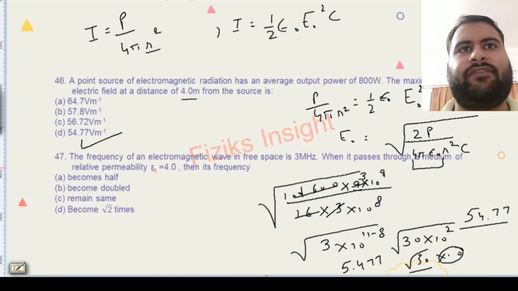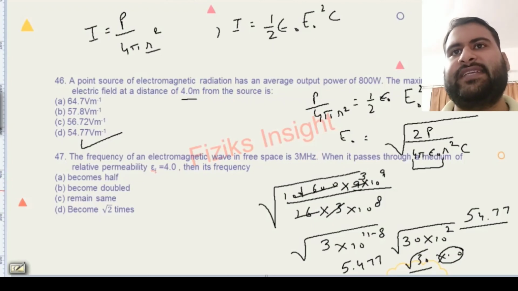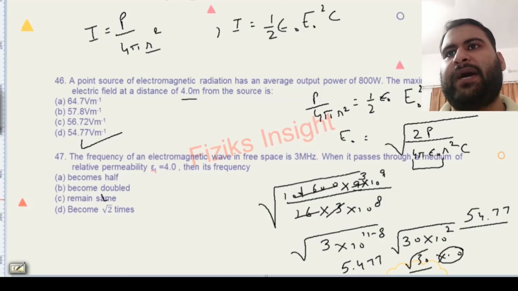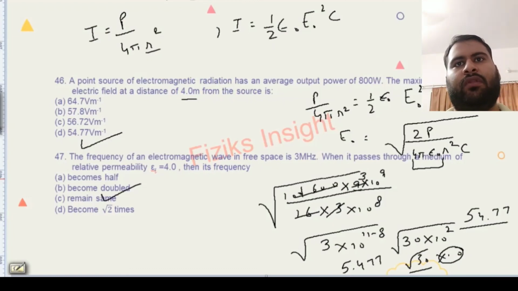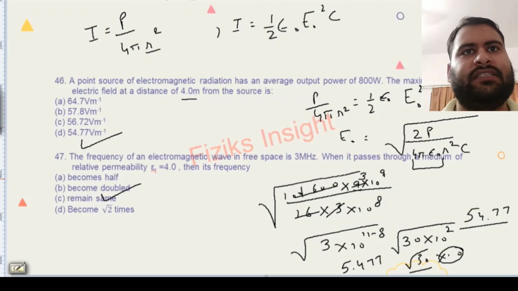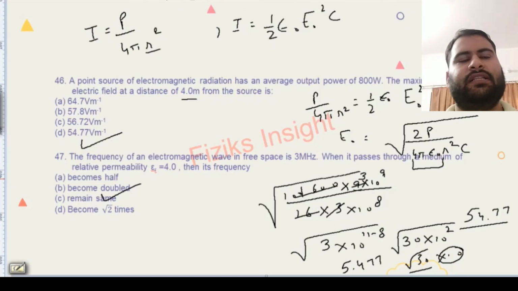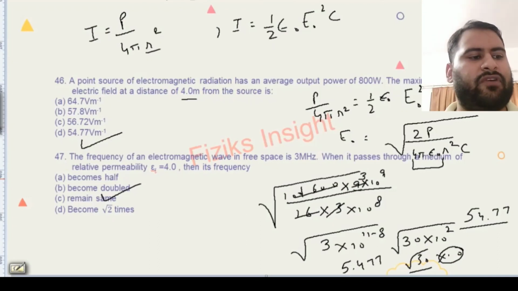Now see, in the 47th question, the frequency of an electromagnetic wave in a free space is 3 megahertz. When it passes through a medium of relative permittivity epsilon r is equal to 4, then its frequency will be. Now see, frequency is the property of wave. Wherever the wave goes, the frequency doesn't change. So the correct answer is remain same, that is the C option. The C part is correct for the 47th question.